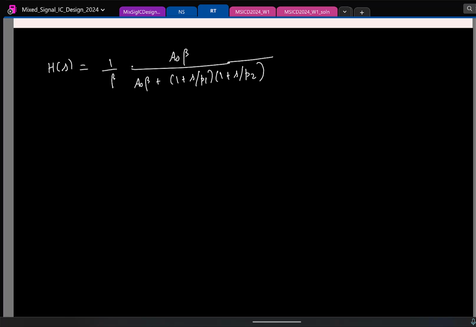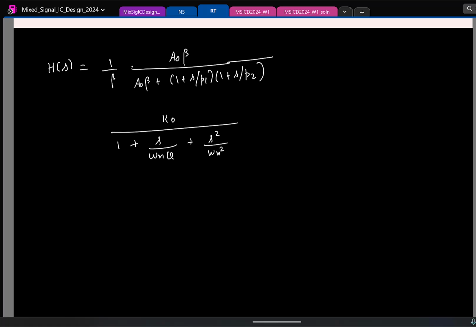Or I'll write it separately. H of s is 1 by beta times A naught beta by, what do I have? A naught beta plus, okay. Now, remember that the standard second order transfer function format is some K naught by 1 plus s by omega n times the quality factor plus s square by omega n square, right?